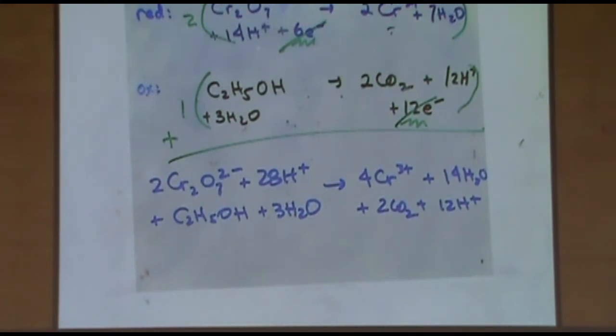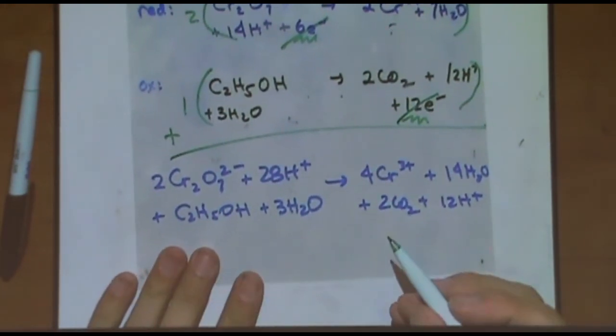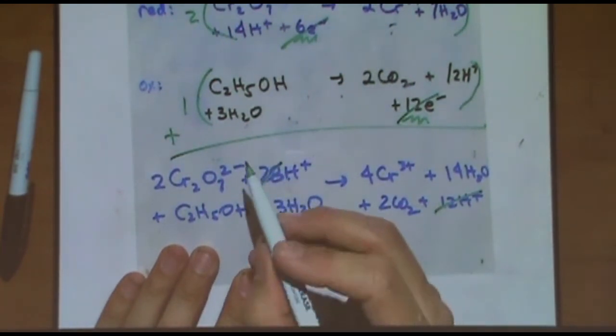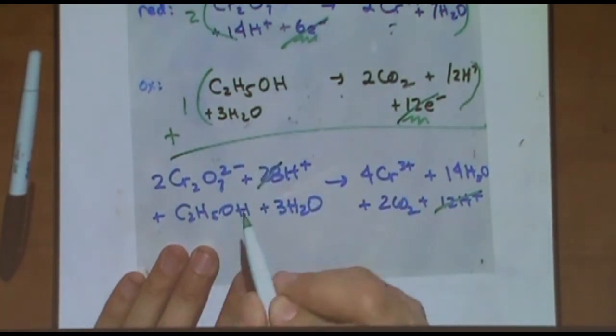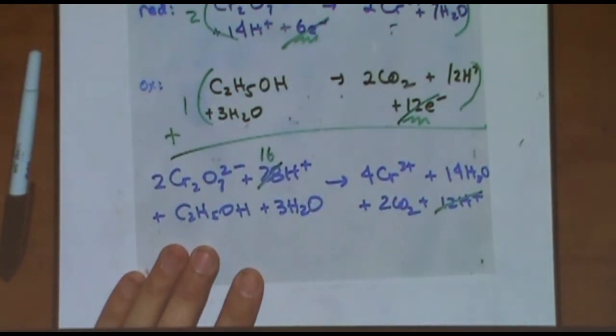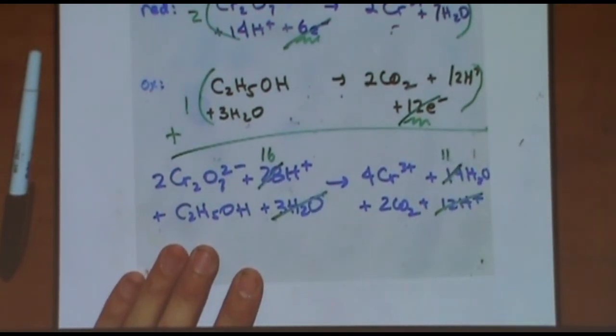I can simplify a little bit. Let's try that. What will cancel? H plus, yeah, 12 from 28 is 16, right? Okay, what else? Water, 3 from 14, I'll do that one, 11.